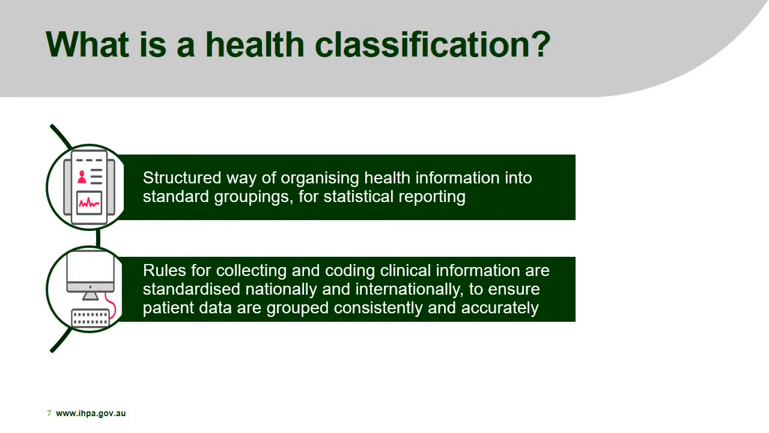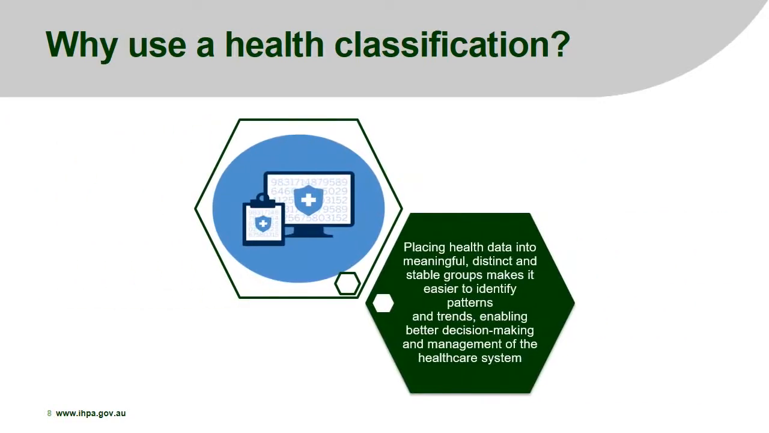They do this by providing a structured way to organise health information into standard groupings for statistical reporting. They also provide rules for collecting and coding clinical information that are standardised nationally and internationally to ensure patient data are grouped consistently and accurately. By placing health data into meaningful, distinct and stable groups, it makes it easier to identify patterns and trends and enables better decision making and management of the healthcare system.